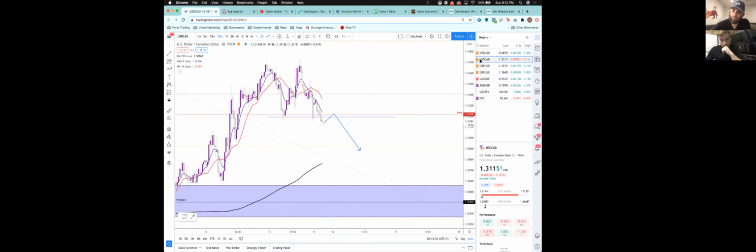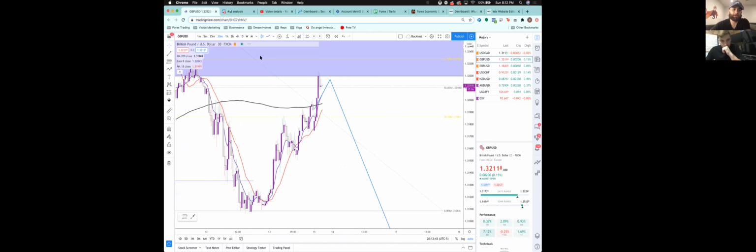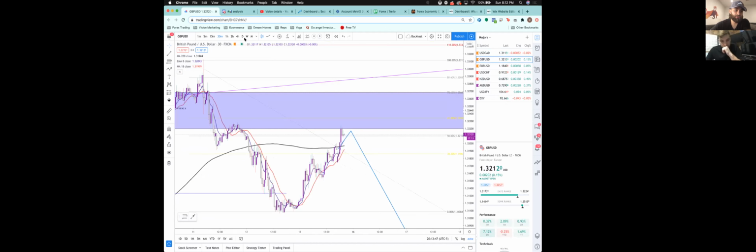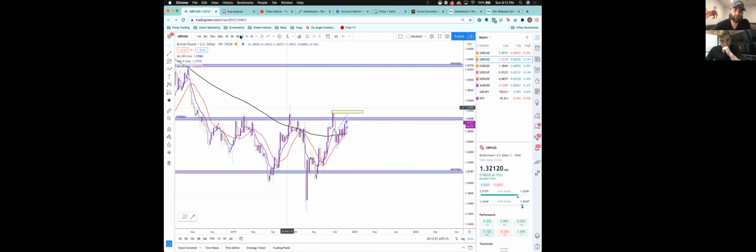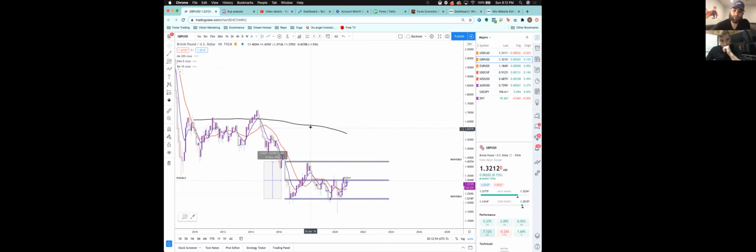I'm going to mark this one, move it up. NU, I'm going to mark as red because we're not actually going to look for entries on that yet. And then let's go over to GU. So GU is next. Let's clear a little bit of this up, come all the way up to the monthly.